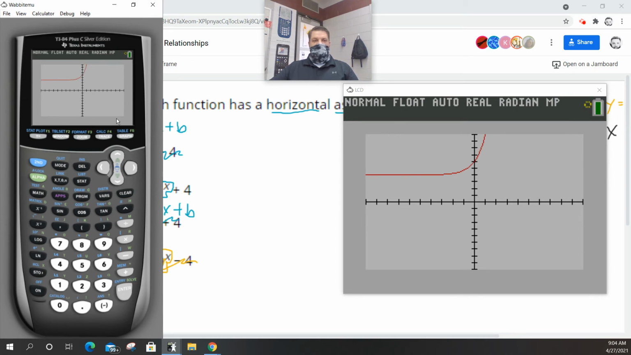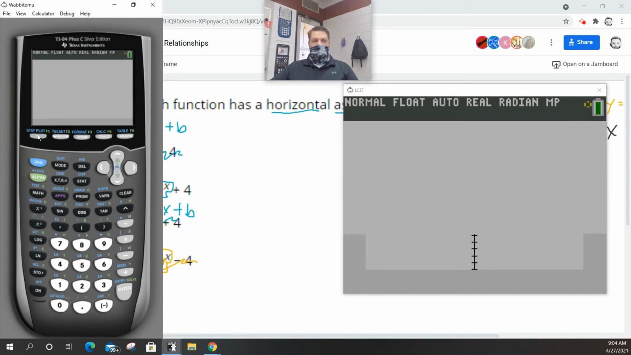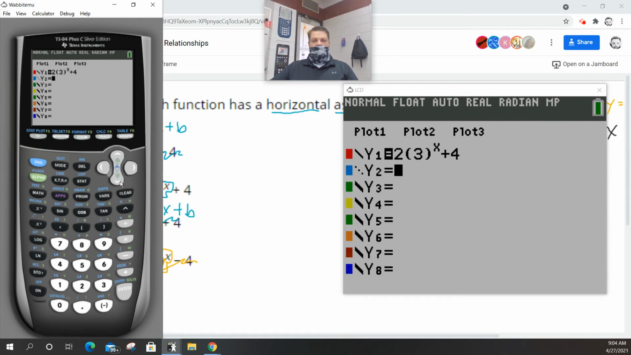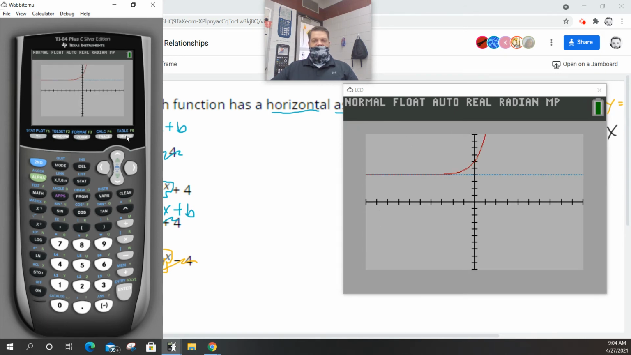Now I am going to do this one last thing. It said that there was a horizontal asymptote at 4. So hit y equals again. Go down here to the bottom and just put 4. And I want you to see how it has asymptotic behavior. See right there? That's that asymptote. That red line will never cross that blue line.